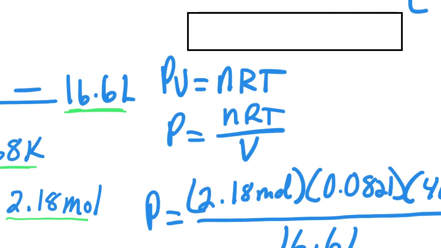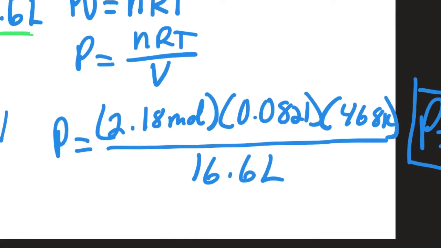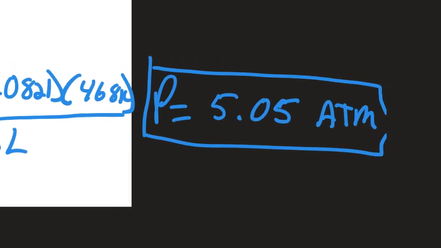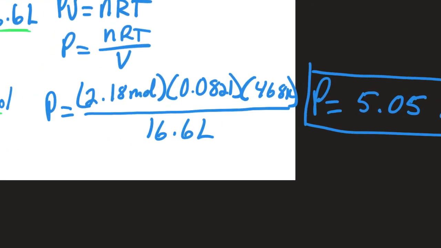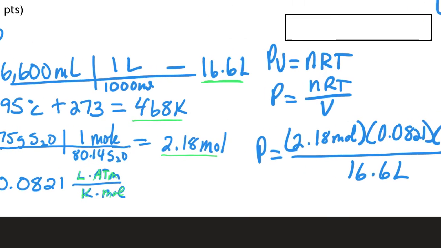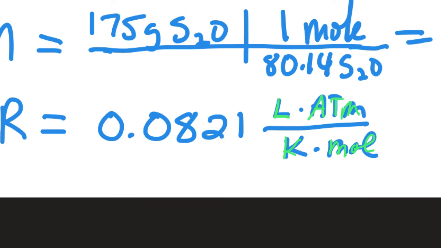There it is, rearranged. Substitute in my numbers. Put it in the calculator, and this is the answer you'll get. The pressure is equal to 5.05 atmospheres. And my answer is going to be in atmospheres because the R constant that I used has atmospheres as its pressure unit.